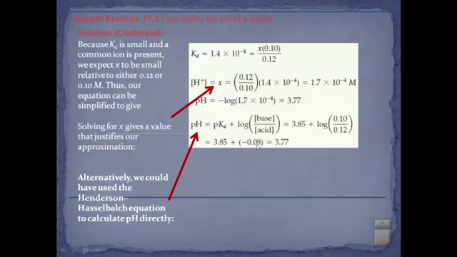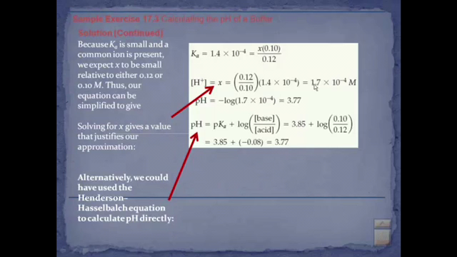And it says because your Ka is so small and a common ion is present, you're going to pretty much expect that that x is really small on the subtractions and the additions right here on the previous screen. So it's okay to ignore those x's. Alright, so you solve for x, and it gives you a value that justifies your approximation of ignoring your x's up here, which is great, that's good.